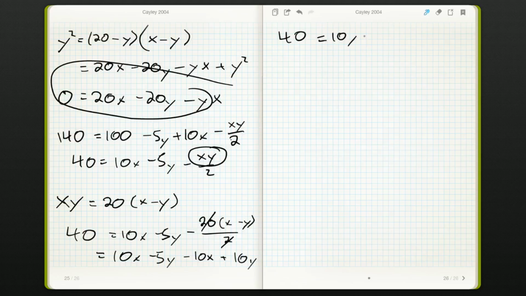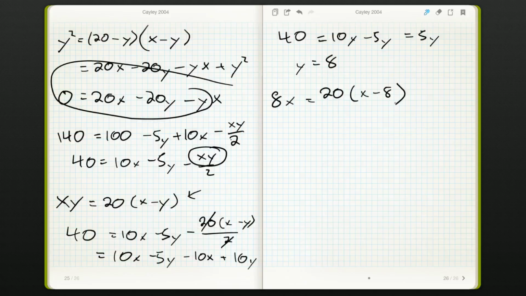40 is 10y minus 5y, which is 5y. Y is going to be equal to 8. And as soon as I know that, I'm sure I could solve for my x's. 8x is just plugging it into this equation here. 8x is 20x minus 8. So 8x is 20x minus 160.